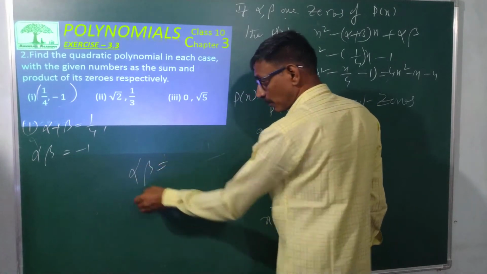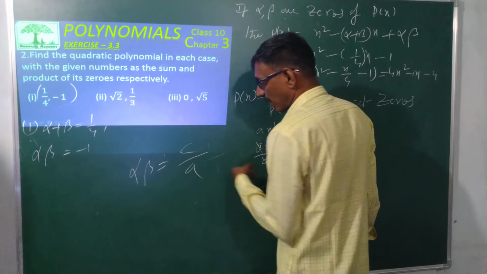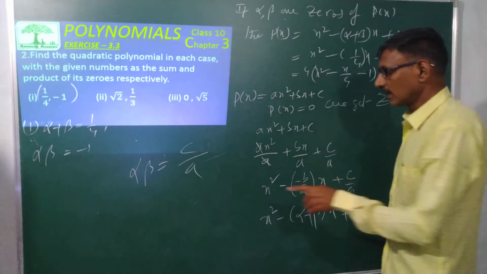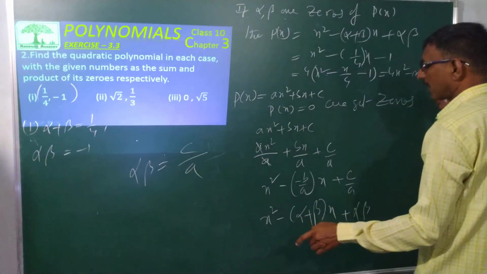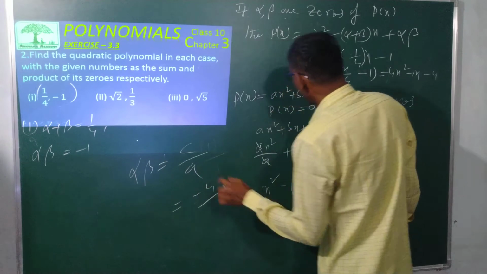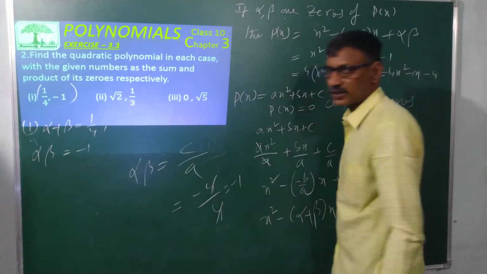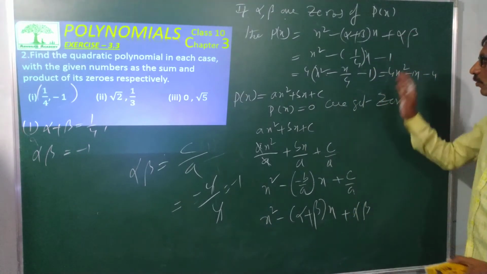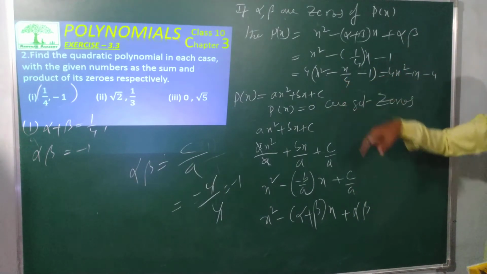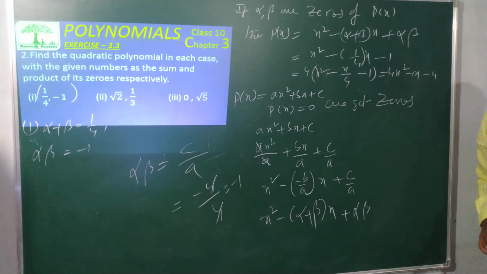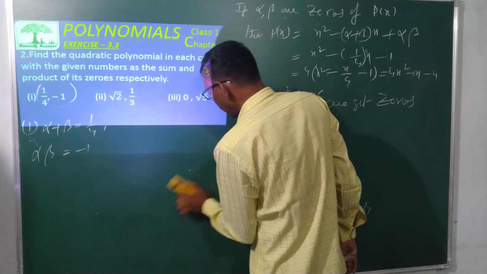Alpha beta is equal to the product of zeros, I gave the c by a formula. We already proved constant by x square coefficient. My constant is how much? Minus 4. Write it down. My x square coefficient is how much? 4. So it is equal to minus 1 by 4. Keep in mind, whatever it may be, if you have any denominators, take the LCM and just multiply the quadratic polynomial. We get the same sum of zeros and product of zeros. Keep in mind. So now, coming to the second problem.